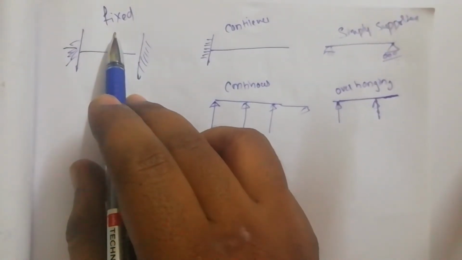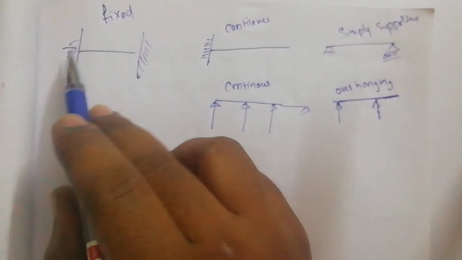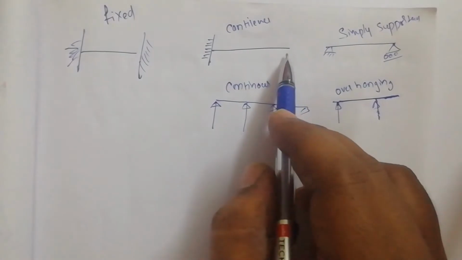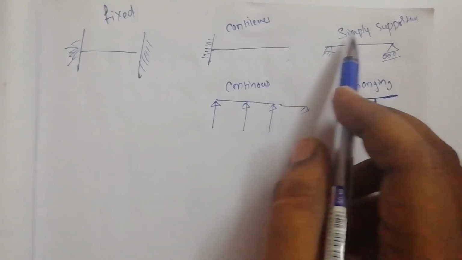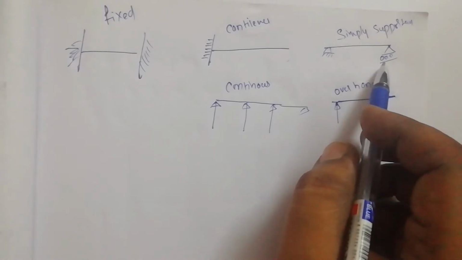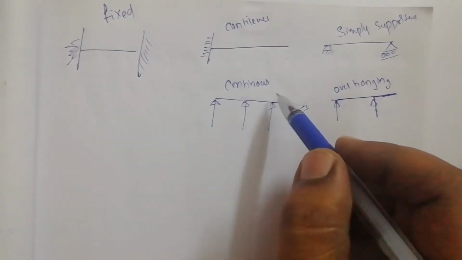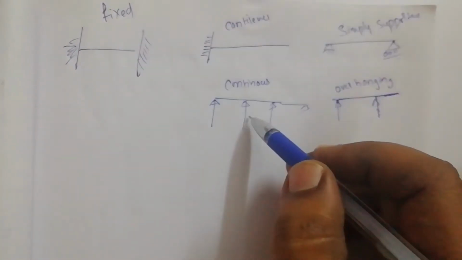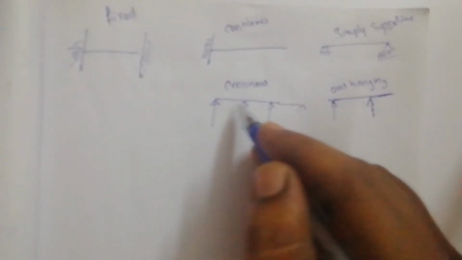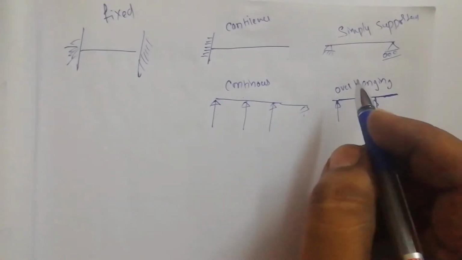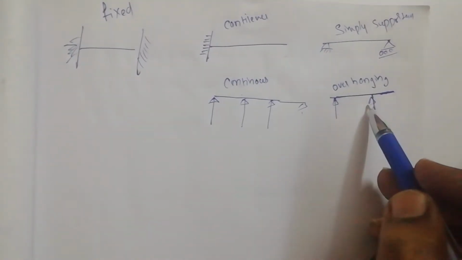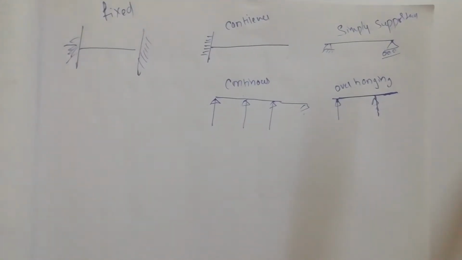A fixed beam is one which has both sides fixed. A cantilever beam is one which has one side fixed, and the other side is free. A simply supported beam is one which has one side fixed, and the other side has a roller support. Whereas a continuous beam is one which has n number of supports. Okay, so along the entire span of the beam there will be continuous supports. Another beam is the overhanging beam, which has supports, and one side is left free.